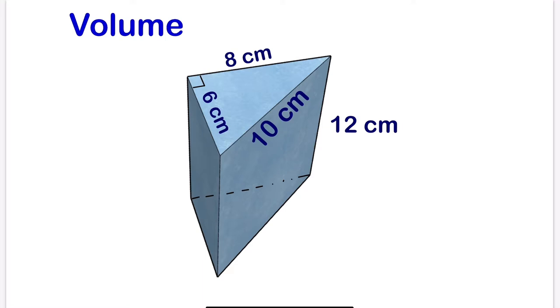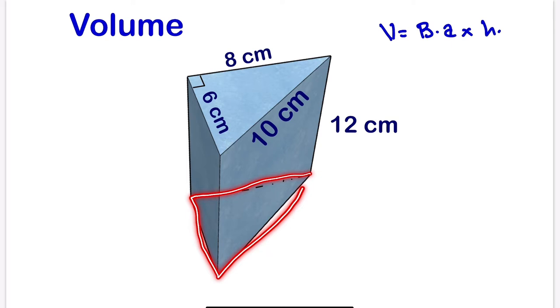So looking at this triangular prism, the general formula to calculate volume for a prism is volume equals the base area times the height. So we need to look for the area of the base. The bases of a prism are identical, so we have two identical bases for each prism.